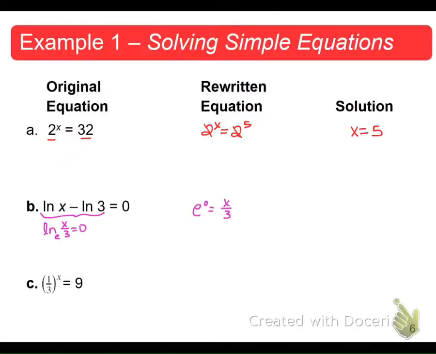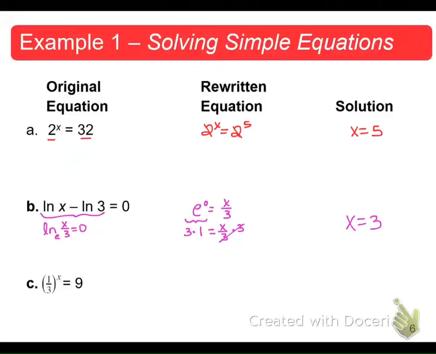Can I work that out? Yes. Well, we know that e to the 0, remember anything raised to the 0 exponent is equal to 1. So 1 is equal to x over 3. And then just solve for x. So we've got to get rid of the 3, so let's multiply it since it's being divided. And so 3 times 1 is 3 equals x. So our solution is x equals 3.